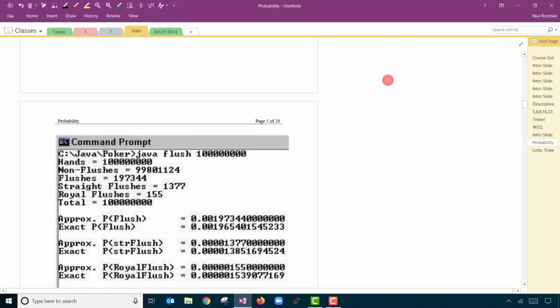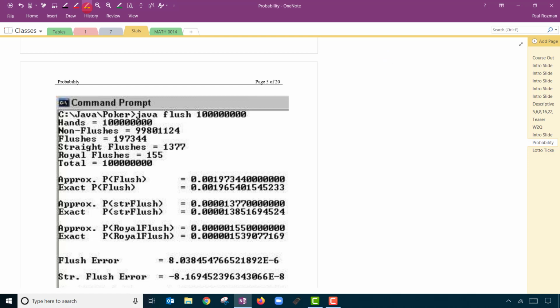I won't bore you with the computer code, but here's kind of the crude output. My program name was Flush, and I asked it to deal a whole bunch of hands: 100 million. So I said, hey program, deal me 100 million hands of poker, and then check each one to see if it's a flush or not. And 100 million is a lot of random numbers to generate. It took a few minutes to run, but after a few minutes, I got some results.